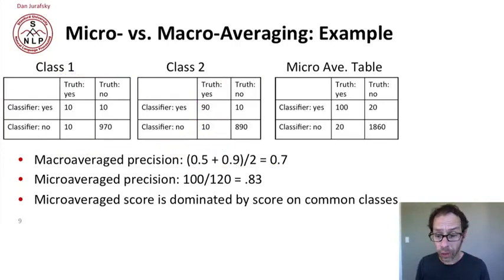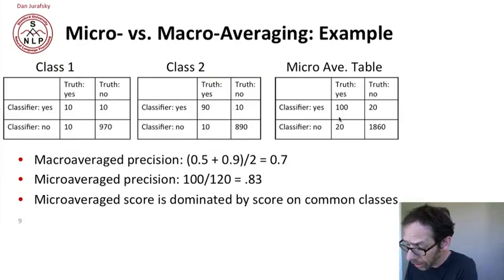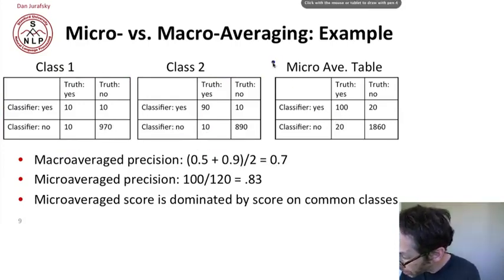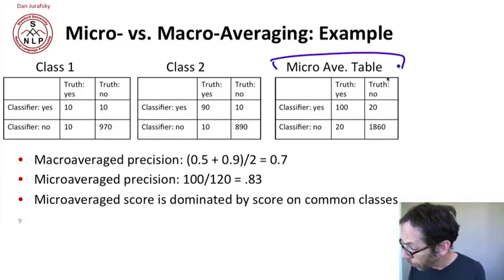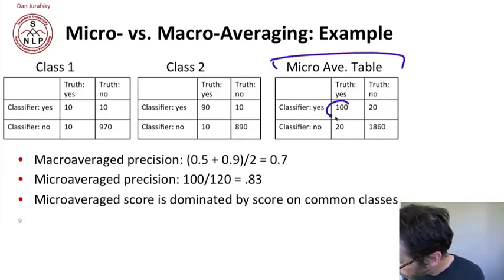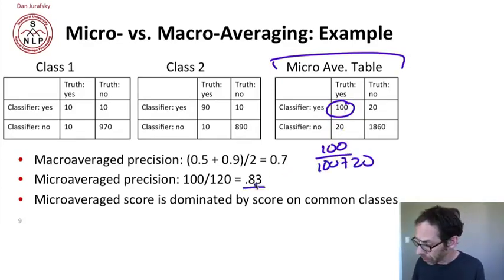For micro averaging, on the other hand, we're going to take the two contingency tables and just add them all together to get a single micro average contingency table. And now we're going to compute precision directly from that. So we'll get 100 over 100 plus 20, or 0.83.